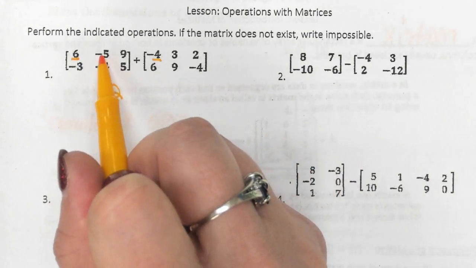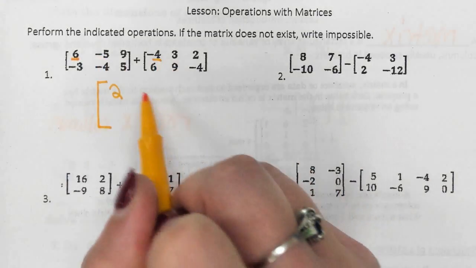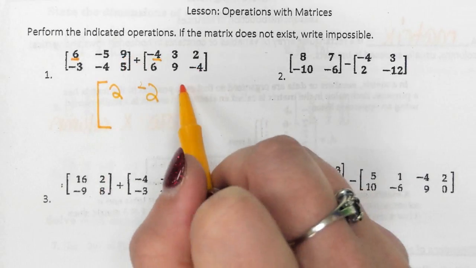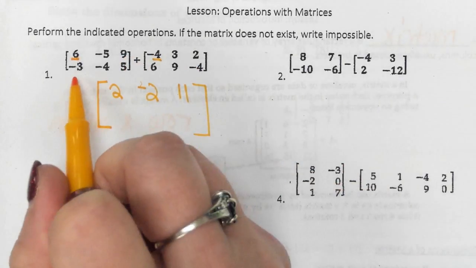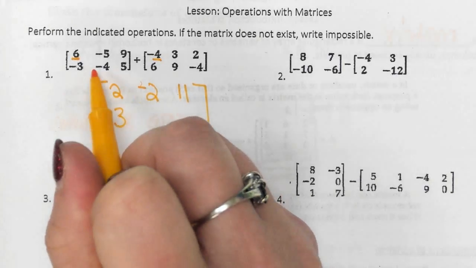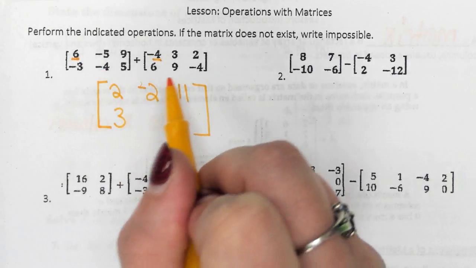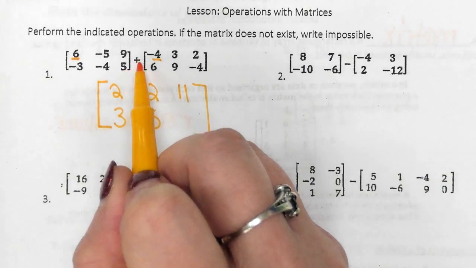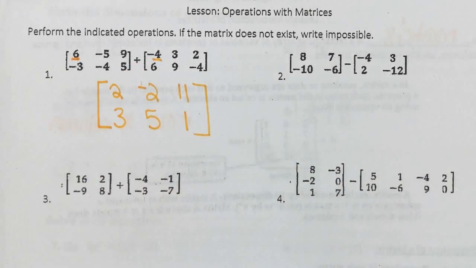All right, what's the next one? What's negative 5 plus 3? Negative 2. What's 9 plus 2? 11. What's negative 3 plus 6? 3. Negative 4 plus 9? 5. And 5 plus negative 4? 1. Are y'all okay? All right, you got your calculators? Ready to go? All right, grab a calculator.